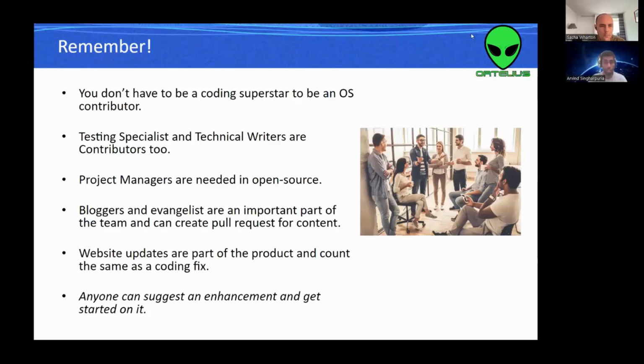Product managers are needed in open source. They really help us in coordinating all the projects, managing stuff, and making plans. Bloggers and evangelists are an important part of the team and can create pull requests for content. We really need some good bloggers for the documentation part, because a lot of people think blogging is easy, but we need quality content for the blog.